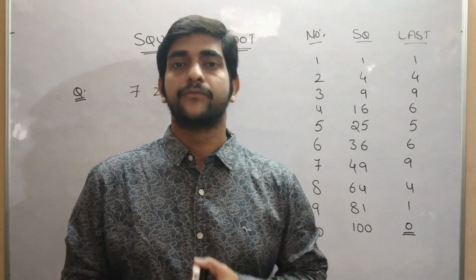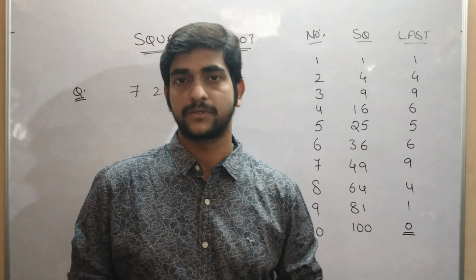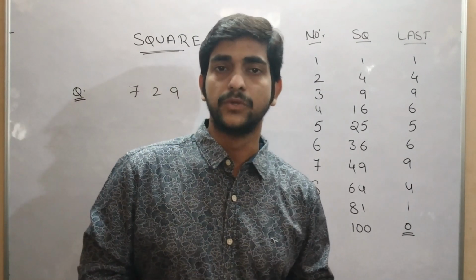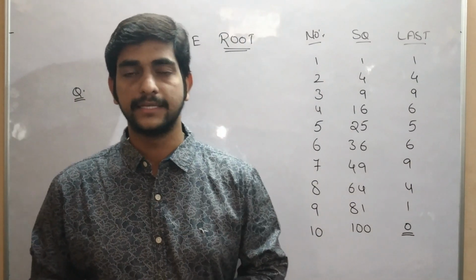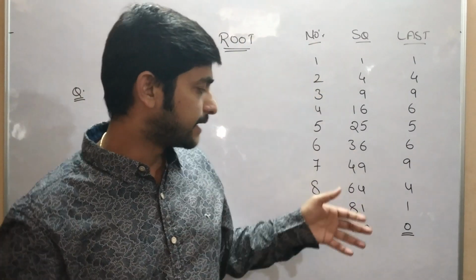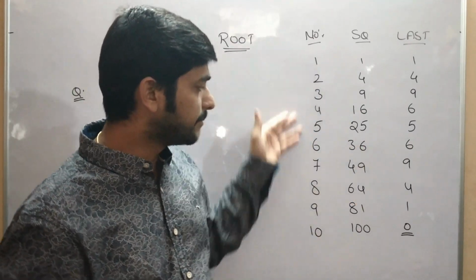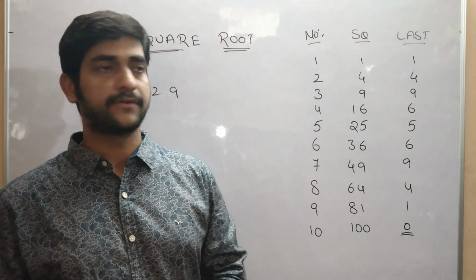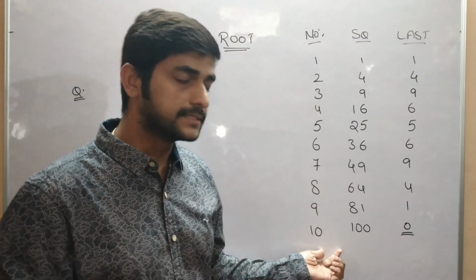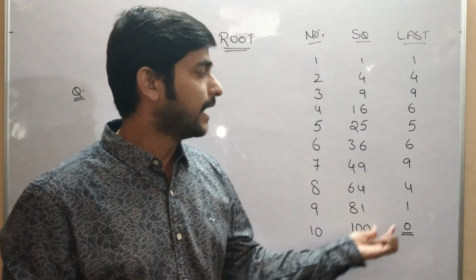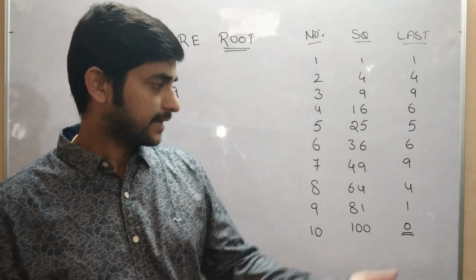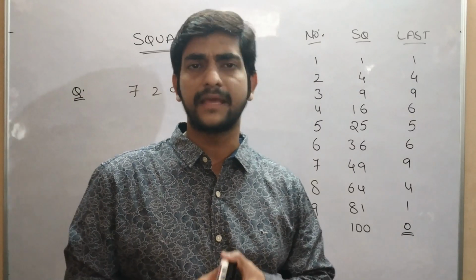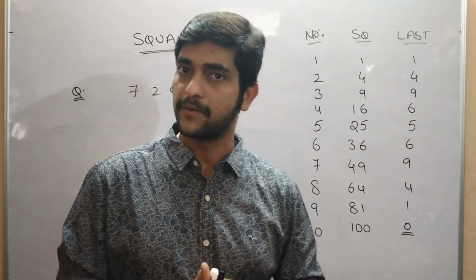Before knowing the trick, we have to know 1 to 25 squares. If you attempt any competitive examinations, I suggest you remember 1 to 25 squares, and write down 1 to 10 squares like this. If you remember these 1 to 10 squares, it will be very easy to find a square root of a number. These are the numbers, these are the squares, and these are the last digits of the squares. This is the most important one. The last digits of the squares are very helpful to find a square root of a number.